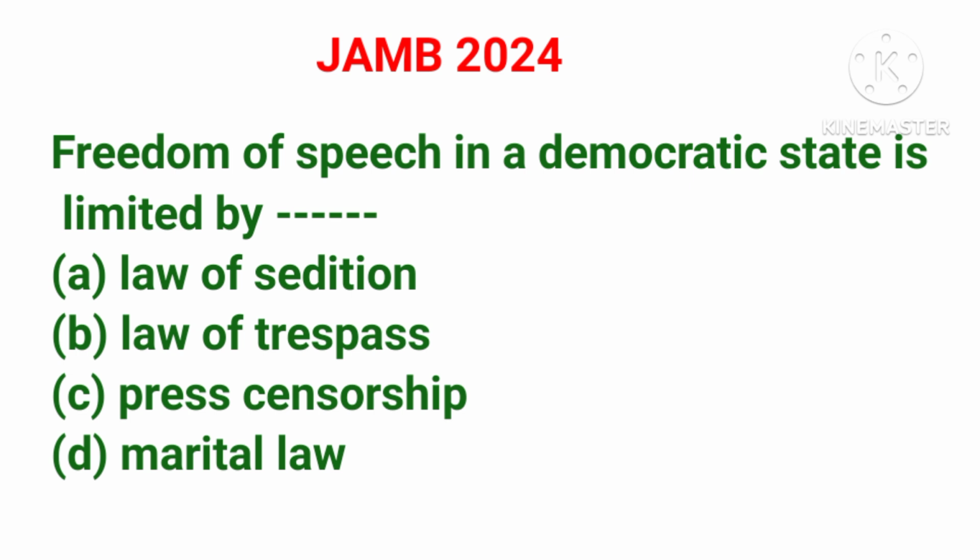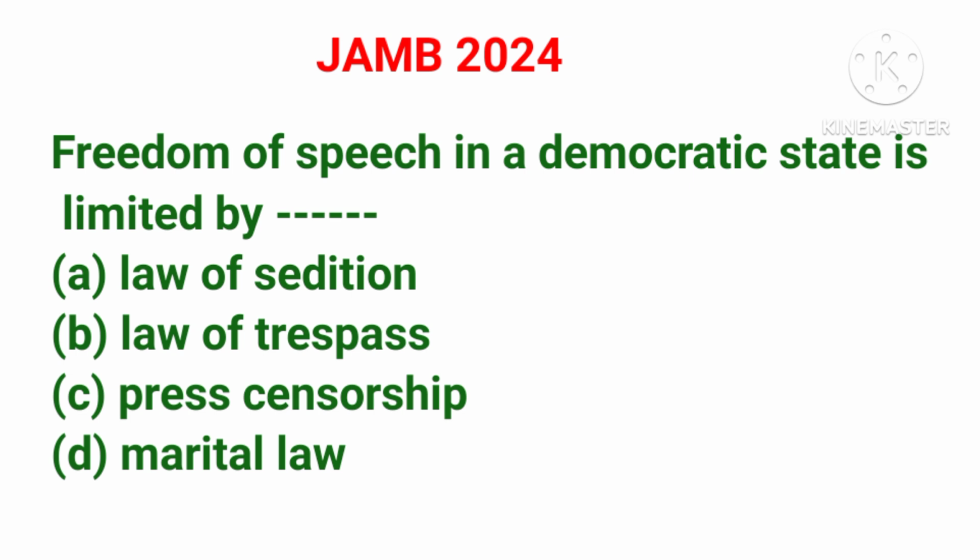Option A, freedom of speech in a democratic state is limited by law of sedition. Law of sedition prevents people from saying things the way they want to say it, because it prevents them from saying things that can be against the government, things that can incite the public. So law of sedition is the correct answer. It prevents people from having total freedom of speech.